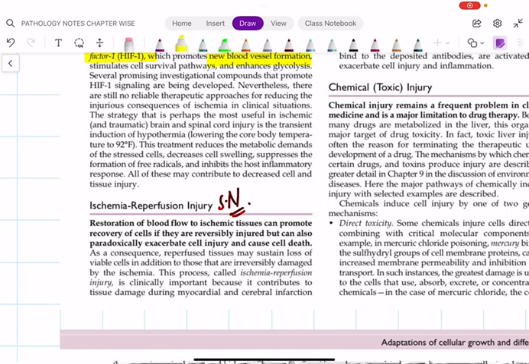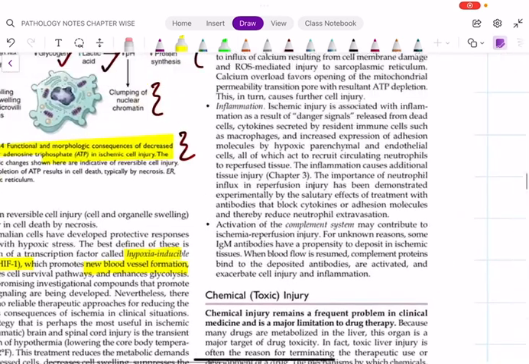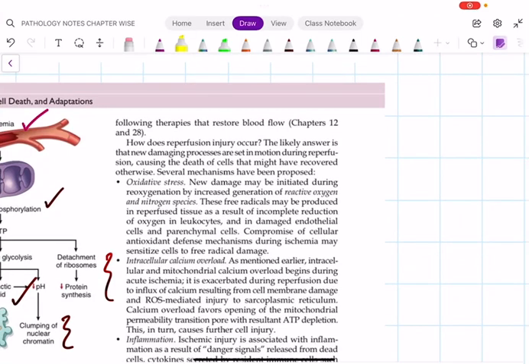The restoration of blood flow to ischemic tissue can promote recovery of cells if they are reversibly injured, but it can also exacerbate the cell injury and cause cell death. That means, as a result of reperfusion, that is, when the original blood supply is restored, the injury is much more severe than before. This is called ischemia reperfusion injury. It is very important for myocardial and cerebral infarction.